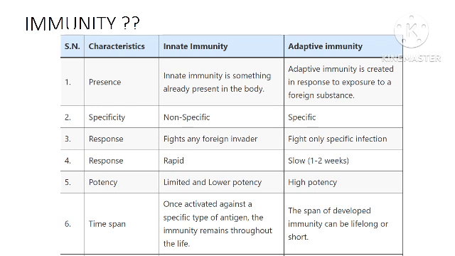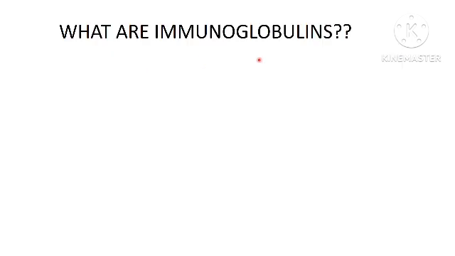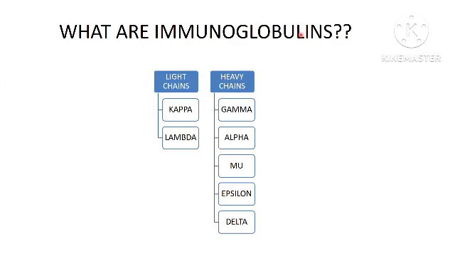What are immunoglobulins? How do you define immunoglobulins? What is the structure of immunoglobulin? So immunoglobulins are nothing but glycoproteins. They consist of two light chains and two heavy chains. There are different types of heavy chains, based on which we have 5 subclasses of immunoglobulins.